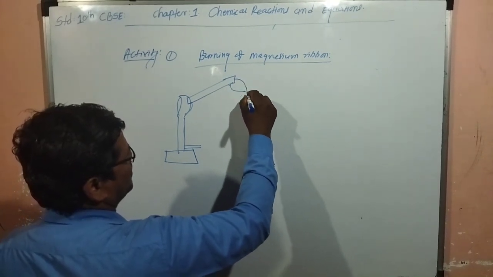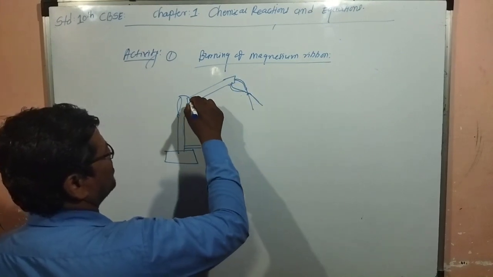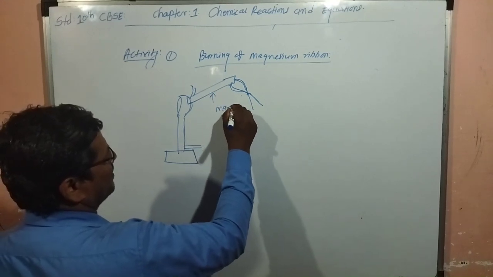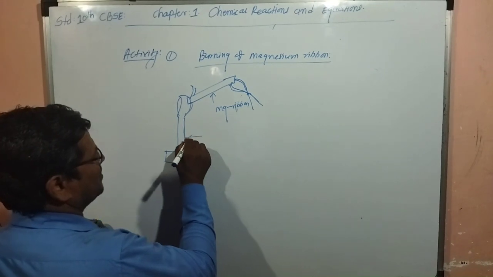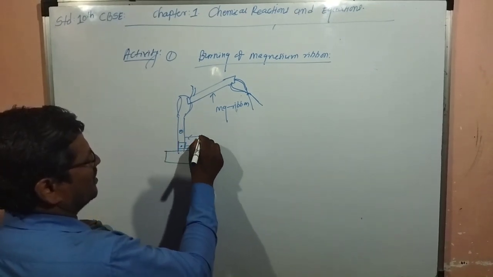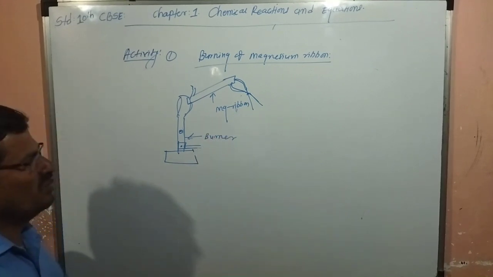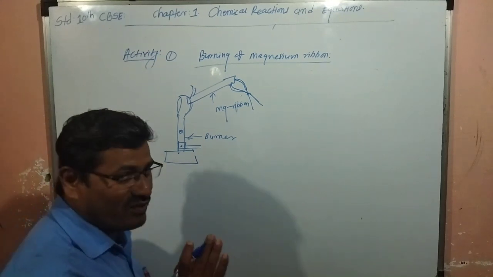Then here you will hold it. After that it will start burning. This one is there, Mg ribbon is there. This one will be there, the burner. So what will happen? This magnesium ribbon will burn with a bright flame.